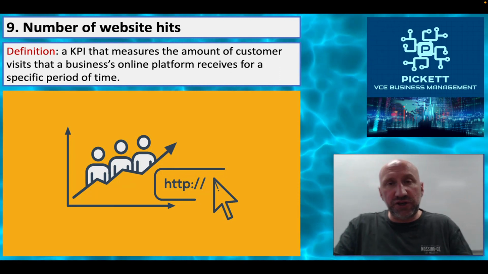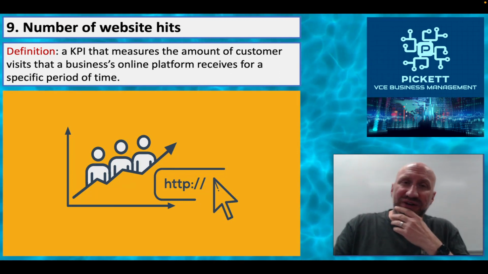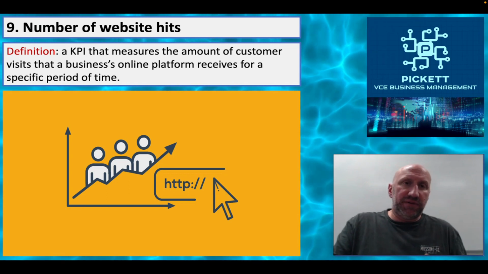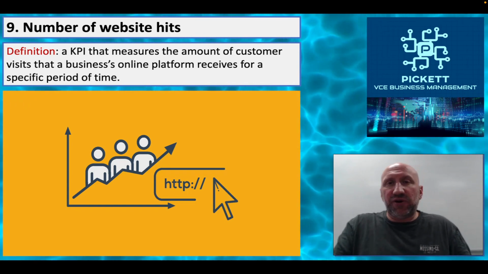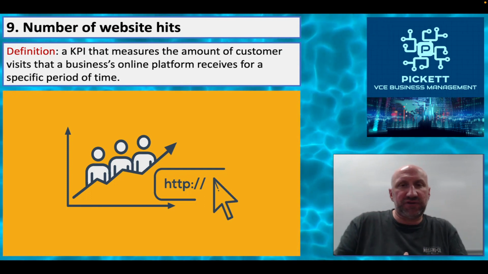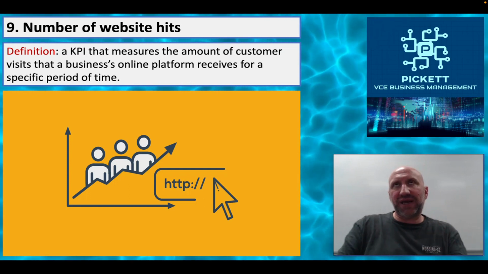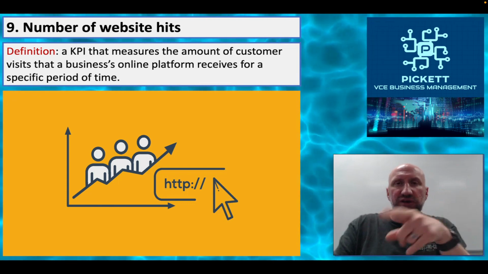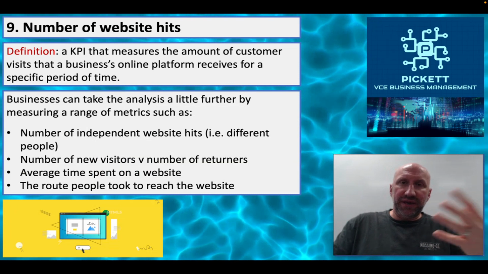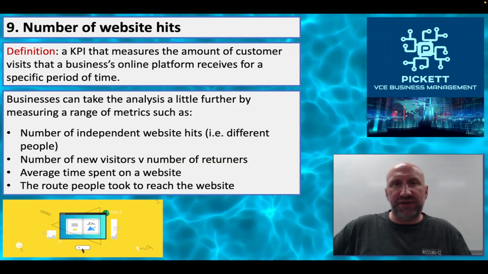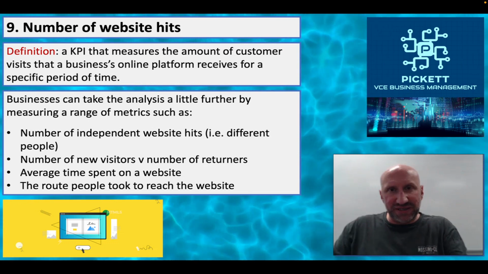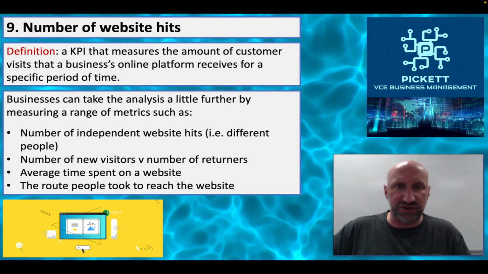This one is new in the new study design. Number of website hits. I guess there's a reason for it being new, because it's a newer thing than some of the others. So this KPI literally measures the amount of customer visits that a business online platform receives over a period of time. Okay, pretty straightforward. But again, it's so straightforward, make sure you can actually put it into actual words. Now, businesses can take this further. There are businesses out there that are set up to look after this for other businesses. This can get really complex, the analysis that goes on.